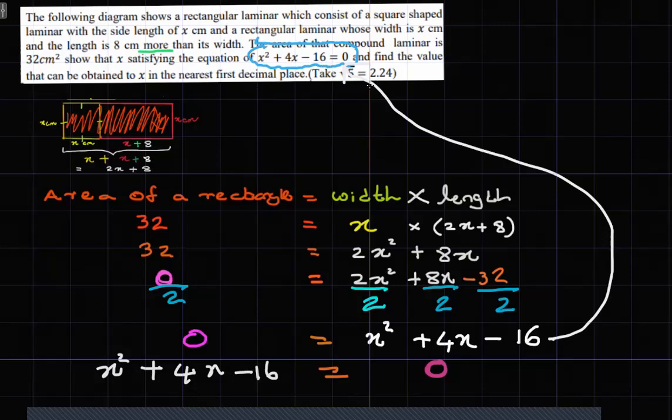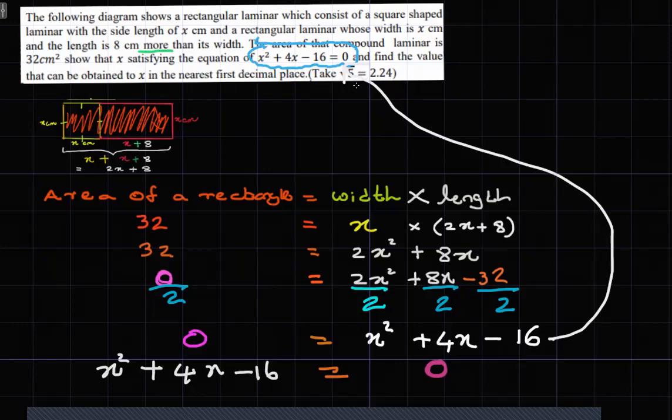And find the value that can be obtained for x to the nearest first decimal place. Within brackets, they have said take the square root of 5 as 2.24. All right, so we got to solve this quadratic equation.